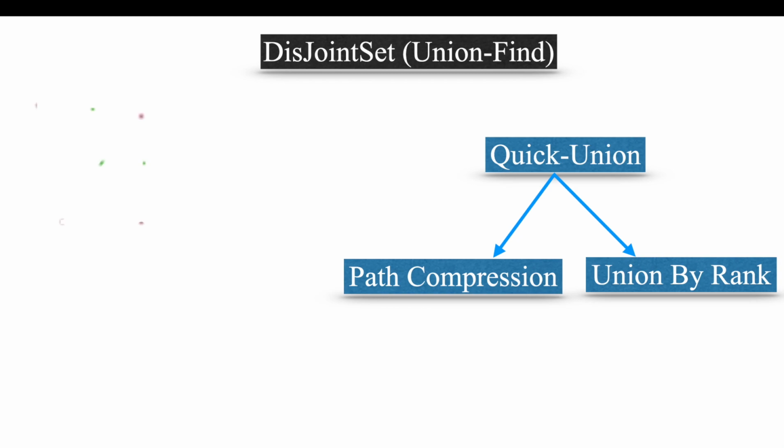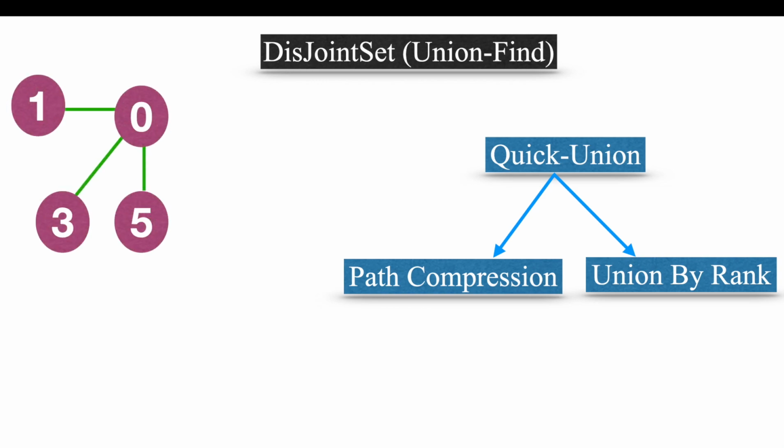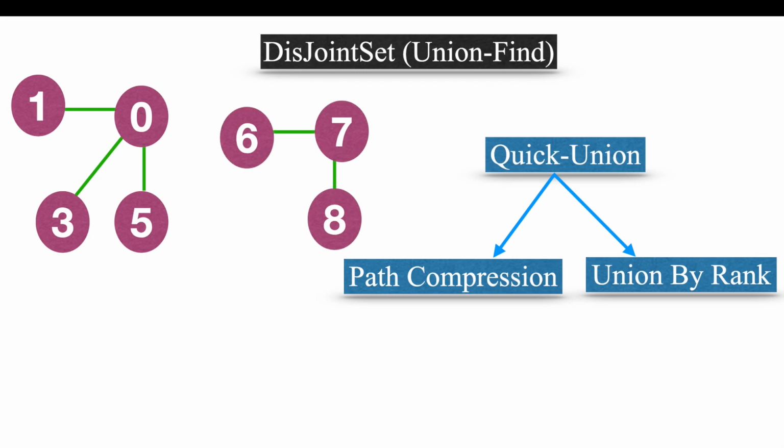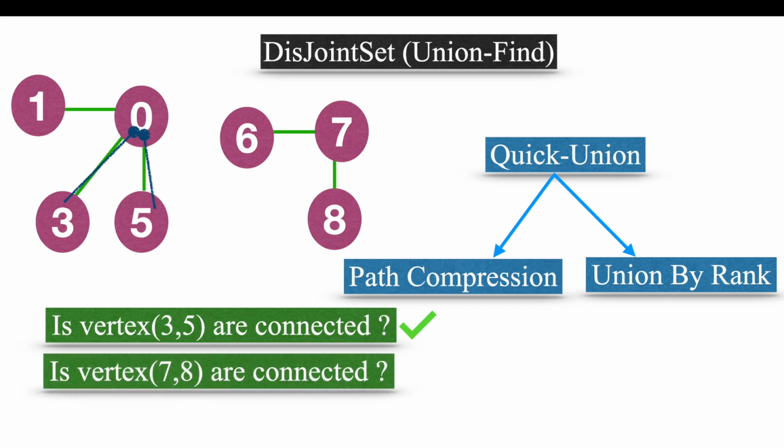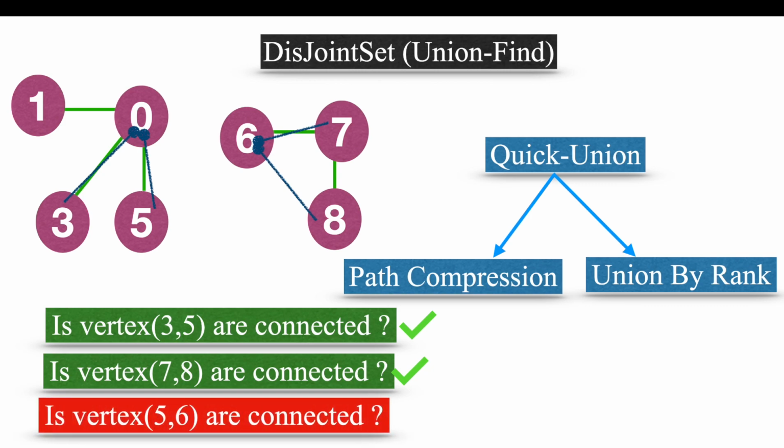For example, you have two graphs. One graph has vertices 0, 1, 3, 5. The other graph has vertices 6, 7, 8. How do you know that two vertices are connected? Let's see, are vertices 3 and 5 connected? Yes, because they share a common parent. Are vertices 7 and 8 connected? Yes, because they share a common root. Similarly, are vertices 5 and 6 connected? Obviously not, because they share neither a common parent nor a common root.